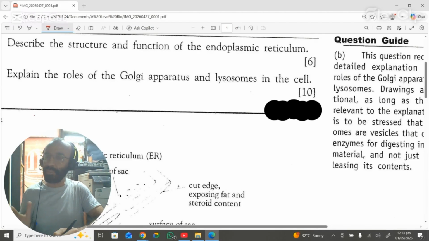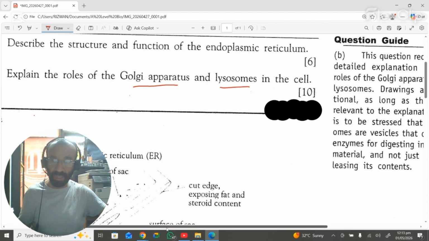Good morning, students. Today we are going to solve another question from the biology paper number 3, A levels. The question is: explain the roles of the Golgi apparatus and the lysosomes in the cell. This is a very important question which frequently comes in the paper.